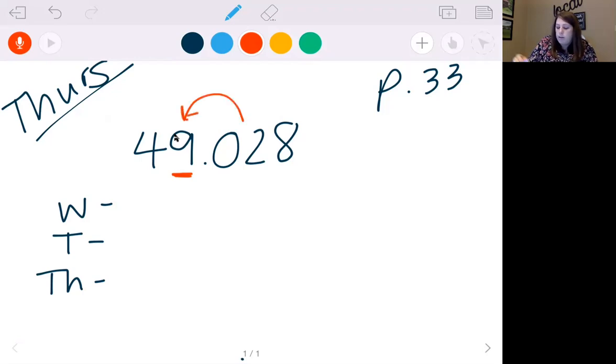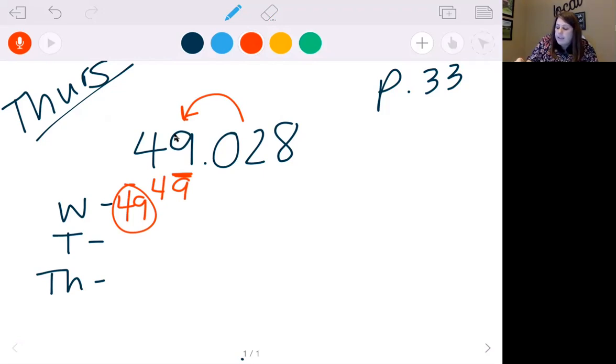Look to the number at the right. 0 makes a 9 stay the same. That 4 also stays the same. So my answer for my nearest whole number is 49. 49 and 28 thousandths is really small. It's closest to 49, closer to 49 than 50.